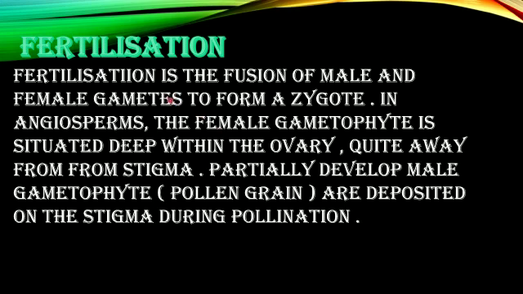Next topic is fertilization. Fertilization is the fusion of a male gamete with a female gamete to form a zygote. In all flowering plants, the female gametophyte is situated deep within the ovary, away from the stigma. Male gametophytes, pollen grains, are deposited on the stigma during pollination. So these male gametes are carried up to the ovary to fuse with the female gamete. The fusion of a male gamete with a female gamete is called fertilization.